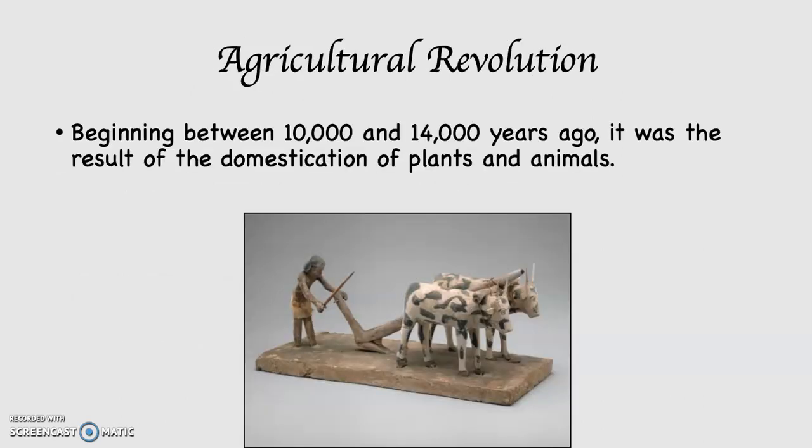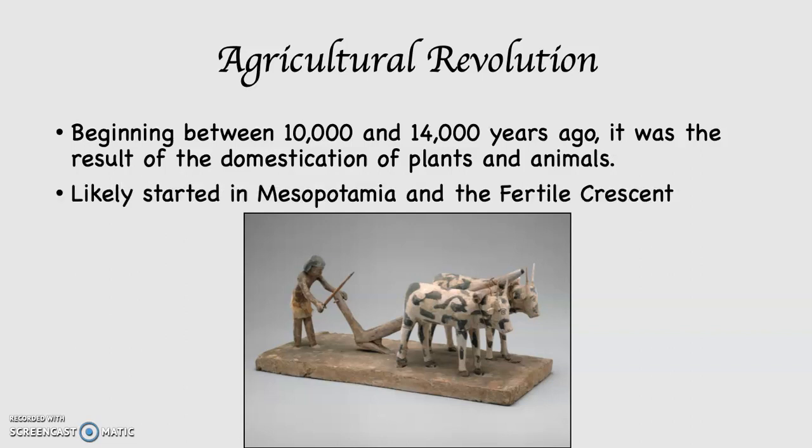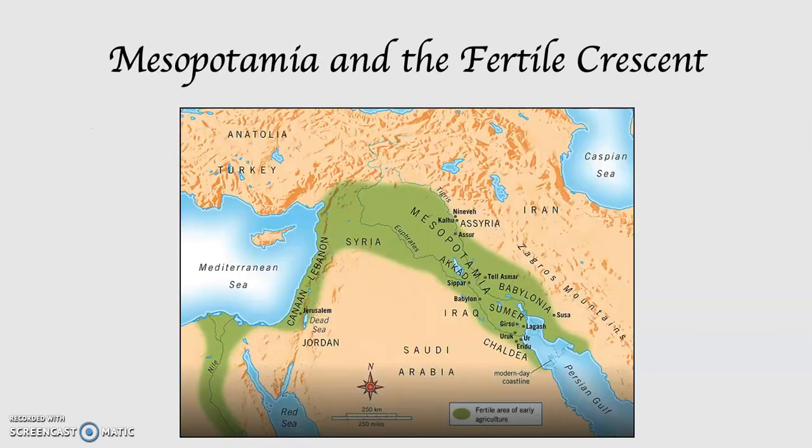The agricultural revolution began something like between 10 and 14,000 years ago, most people would agree. It was a result of the domestication of plants and animals. In other words, people began to figure out how to grow things for their own purposes and domesticated certain animals for their own purposes, rather than these things just simply being wild. It likely started in Mesopotamia and the Fertile Crescent, two areas you almost certainly have heard of.